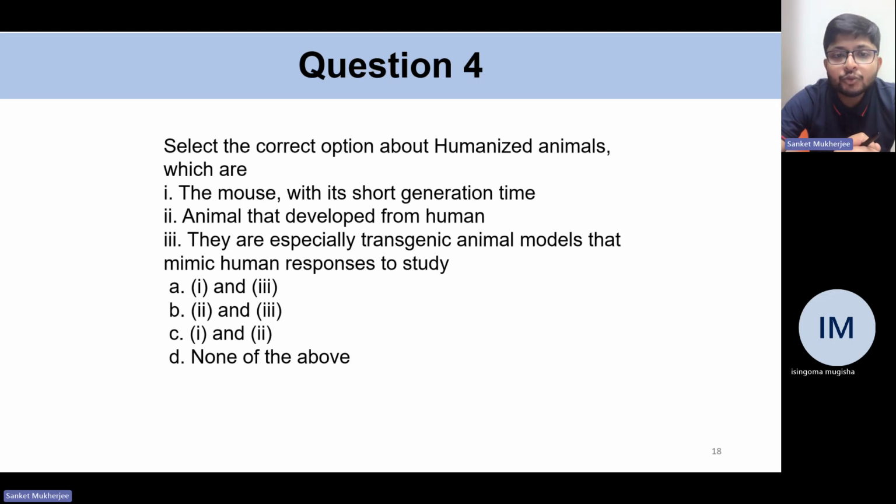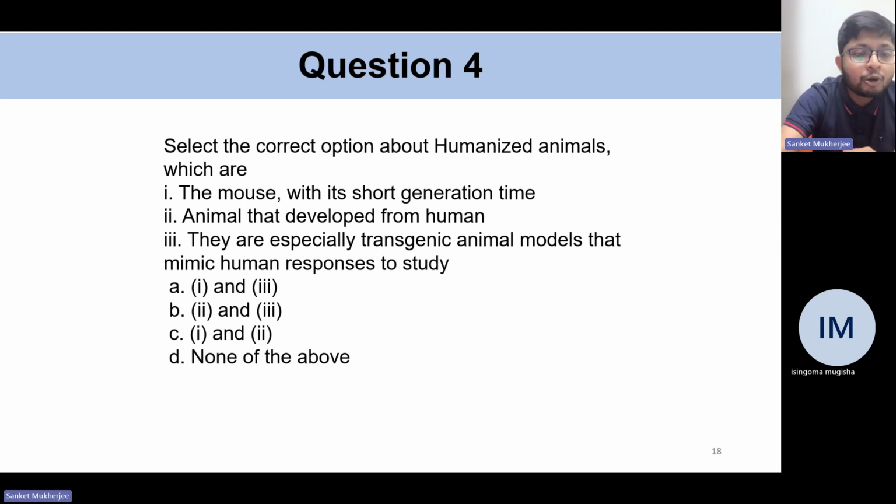Okay, so let's see what the correct options are. The mouse with its short generation time should be one of the criteria of humanized animals. And animal that developed from human is not a criterion that must be there. But yes, they are especially transgenic animal models that mimic human responses to study. That is the idea behind humanized animal models. So 1 and 3 are the correct options. So option A is right.